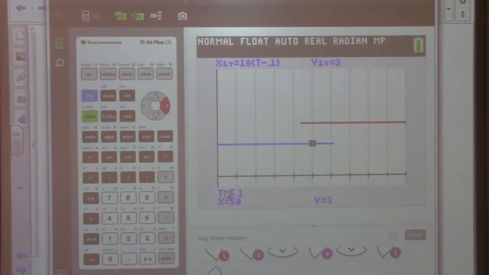So there's x equals 50. And then you can go here, and by going like this, it changes at the same time. So you can see that he's 4.1 feet away from the center. So that's what it is.